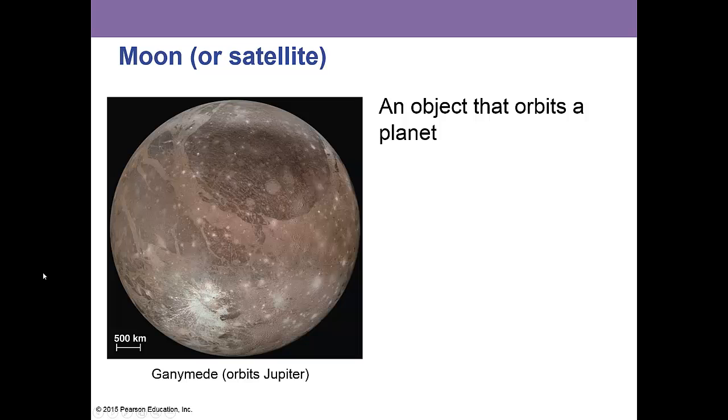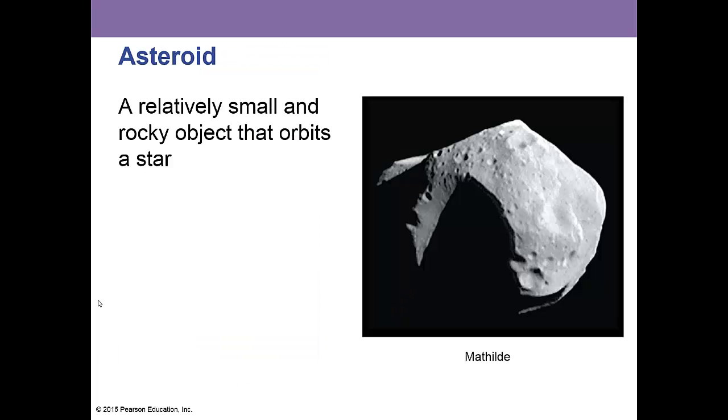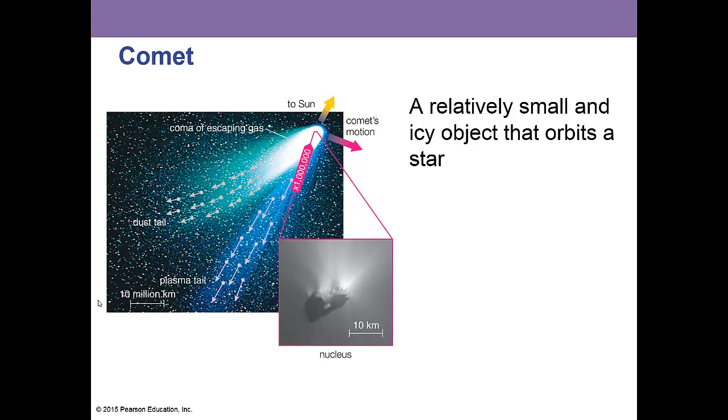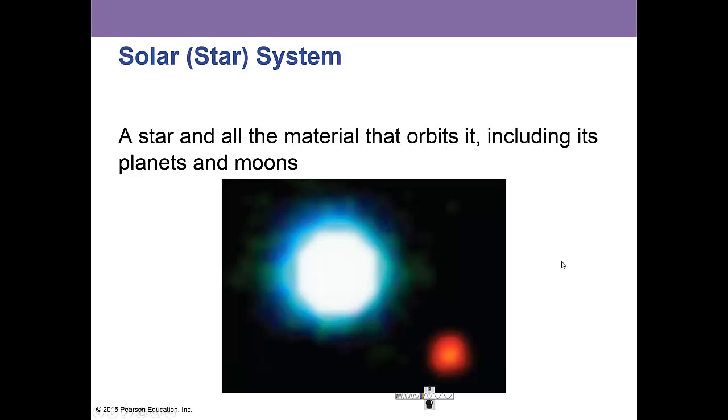Moons, otherwise known as satellites, are objects that orbit a planet. Here we see Ganymede, a moon that orbits Jupiter. Asteroids are relatively small and rocky objects that orbit a star. We find most asteroids out between Mars and Jupiter in the asteroid belt. Comets are beautiful to look at and one of my favorite things to photograph. They are relatively small, icy objects that orbit a star, but could have tails that last for millions and millions of miles. And so a star system can be a star and all the material that orbits it, including its planets and its moons.